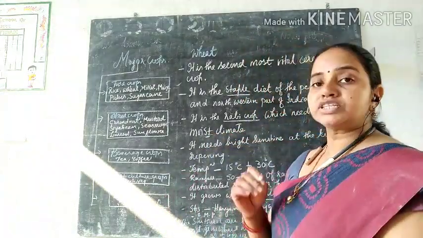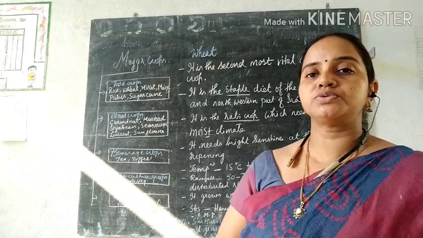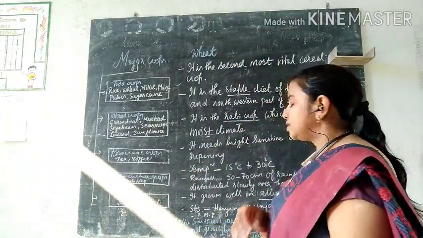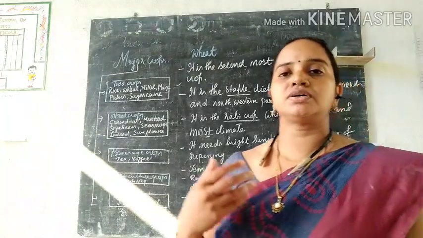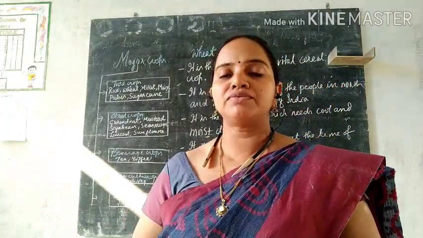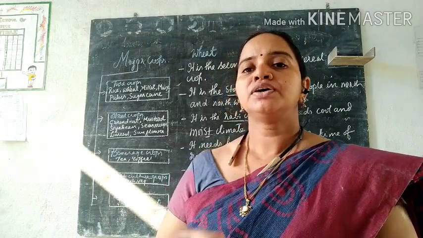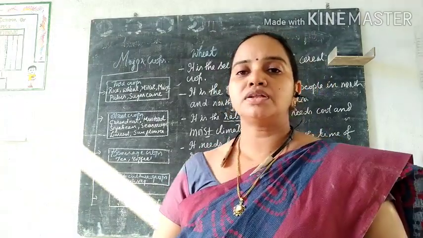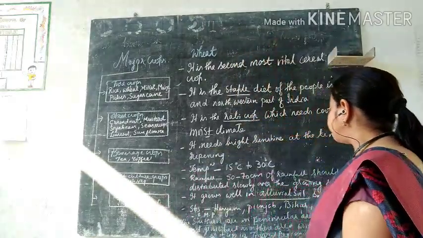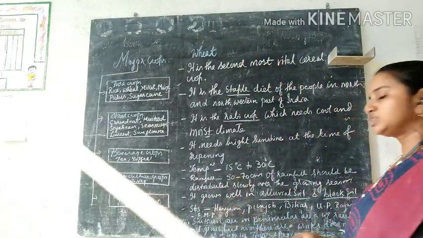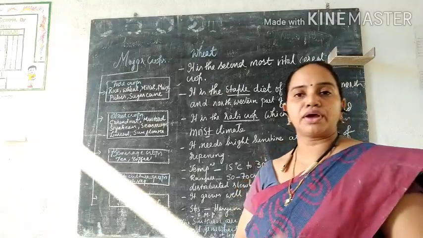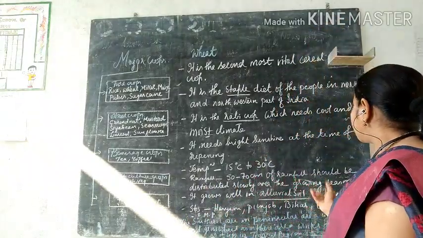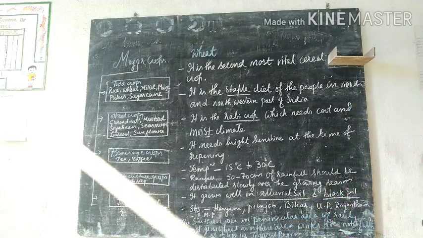Okay, but this needs to be distributed evenly throughout the year. Which means what? During the developing period, from time to time we need to irrigate the field with the help of canals, tube wells, or nature, that is your rain. It grows well in which kind of soil? It grows well in alluvial soil. It also grows in black soil. So it is rich for this kind of crop.